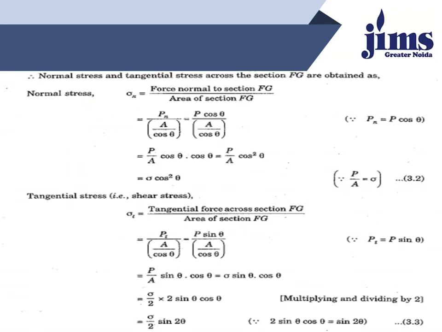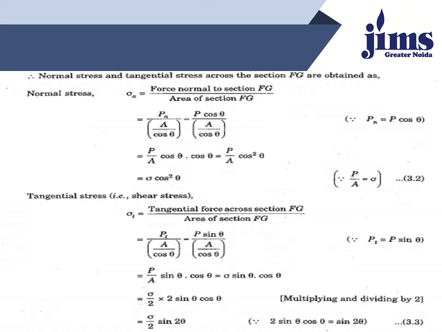Normal stress and tangential stress across FG are obtained as follows. Sigma n, that is normal stress, is equal to force normal to section FG divided by area of section FG, or mathematically, Pn upon A upon cos theta, or P cos theta divided by A upon cos theta. By solving this, P upon A cos square theta, or sigma cos square theta, because P upon A is equal to stress sigma, which is shown in figure 3.2.